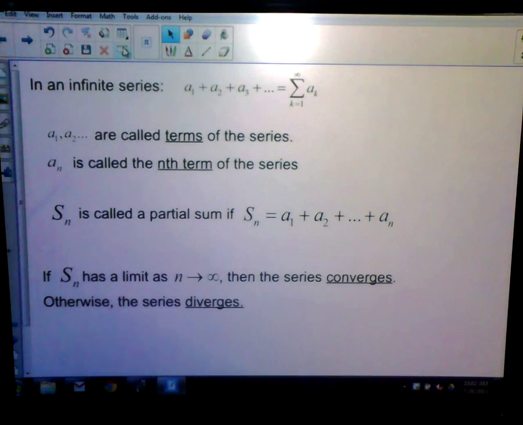What if it goes forever? Then it can either converge or it can diverge. And we talked about this in Algebra 2. Some infinite series converge, but most of them diverge.